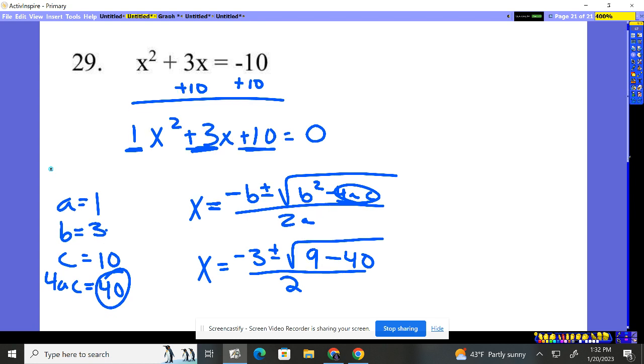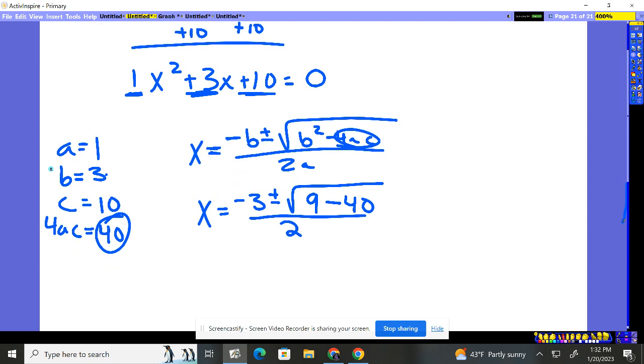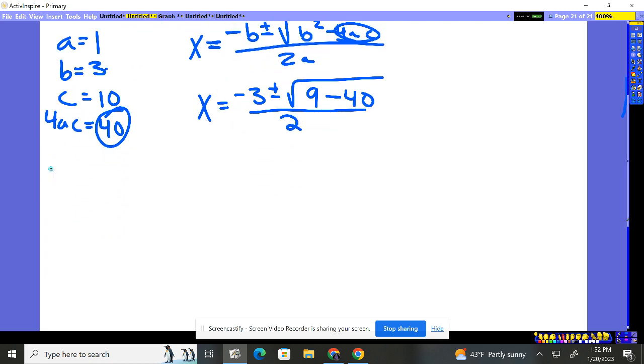Now, at this point, I'm basically done. How do I know that? Do I have to do all this stuff? No, I don't, because here's what happens. -3 plus or minus the square root of 9 minus 40, which is -31, over 2.